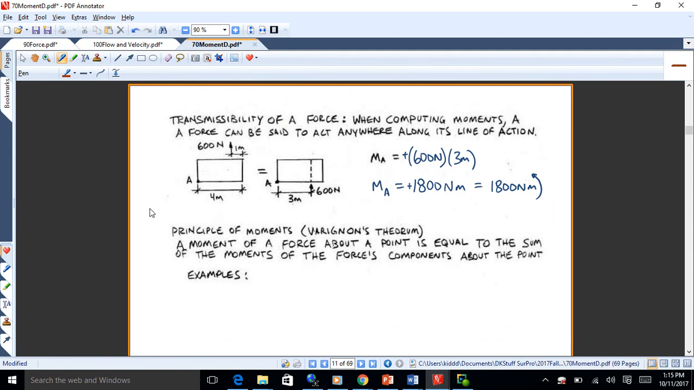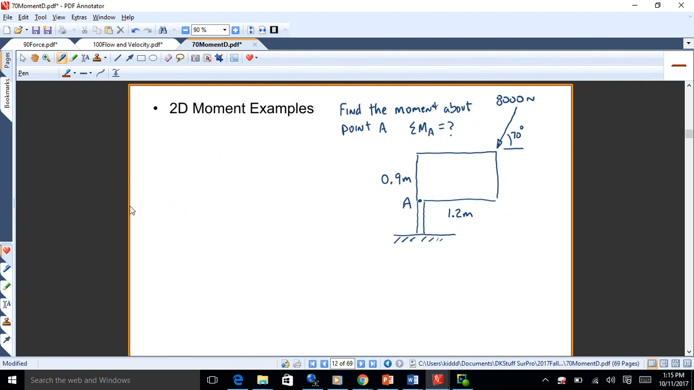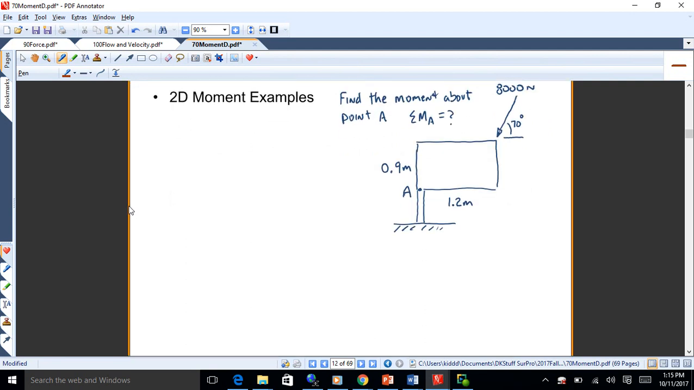And it sounds confusing like theorems often do. A moment of a force about a point is equal to the sum of the moments of the force's components about the point. Okay. So that's what this theorem says. And what this does is actually allow us to calculate moments in a nice, systematic, straightforward way instead of having to do it the hard way. I'll show this by example.